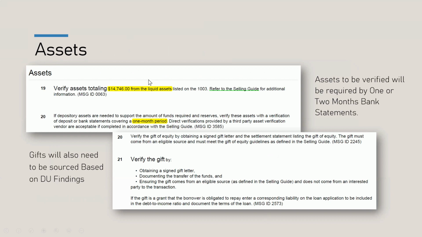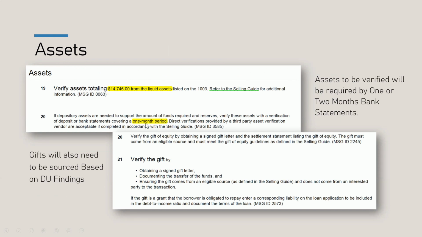Assets, in DU, it's going to ask for your total assets. This is based on your 1003. So it's going to pull, for instance, if they're purchasing and they need to bring $150,000 in plus closing costs, it's going to pull all that together here, and it's going to ask you to verify those liquid assets.